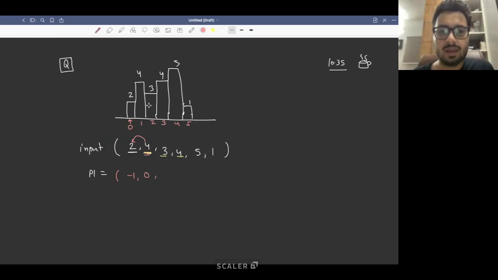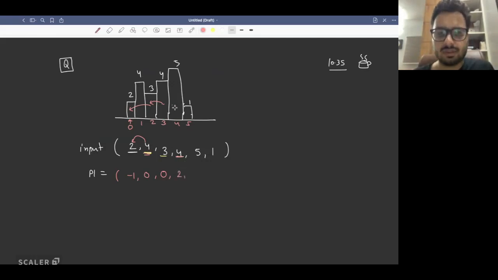For 3, I look for the element that is smaller, that is 2. So I again store a 0. For 4, the element that is smaller and on the left is nothing but 3. The index of 3 is nothing but 2.